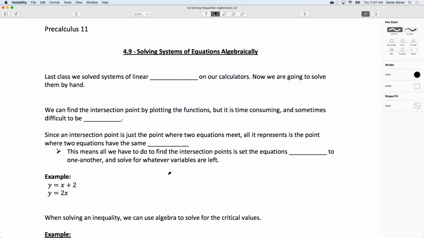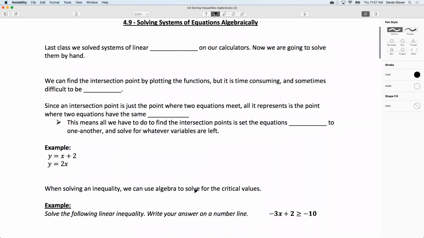So today we're going to move on from graphing inequalities, and we're going to learn how to solve them by hand. I think you'll find that in some cases this is easier and quicker, and in other cases it's maybe going to be a little more work. But it is an option for us whenever we don't have graphing technology. All right, so let's get started.